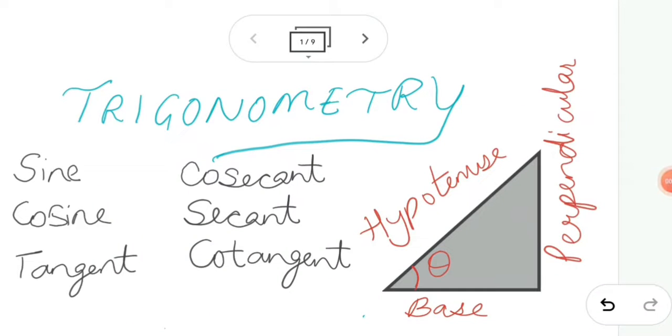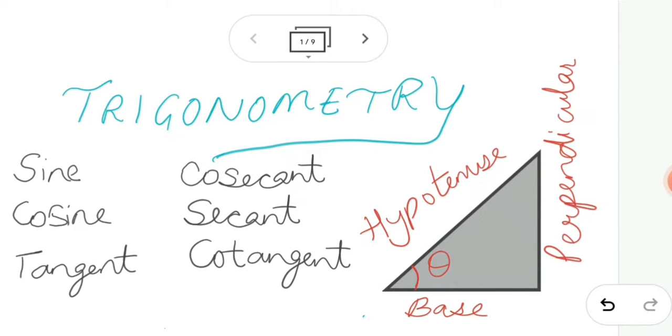Dear students, today we are going to study about trigonometry. Trigonometry is a branch of mathematics which deals with the relationship between the sides and the angles of a triangle. So in trigonometry, we study the relationship between the sides of the triangle and angles of a triangle.